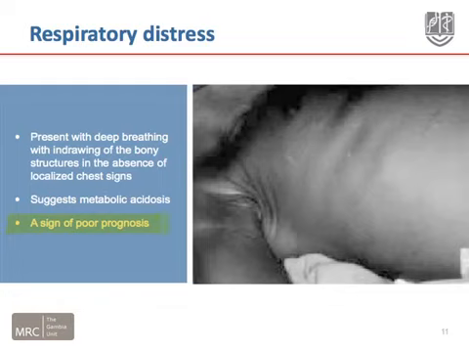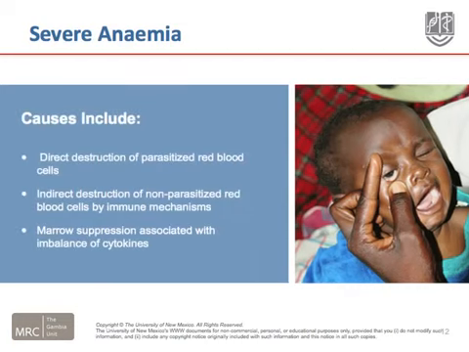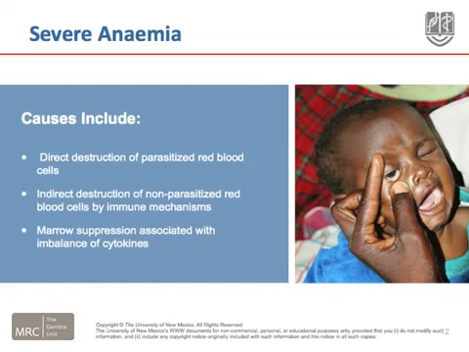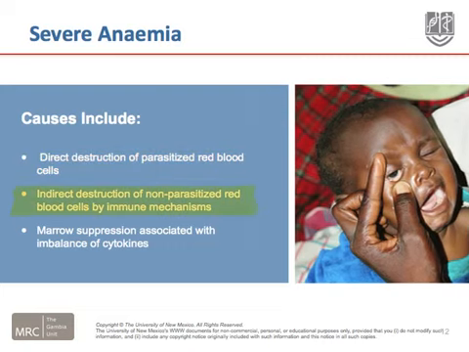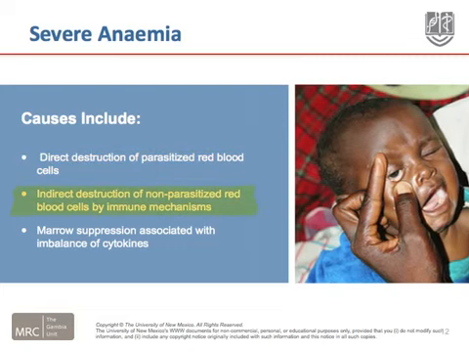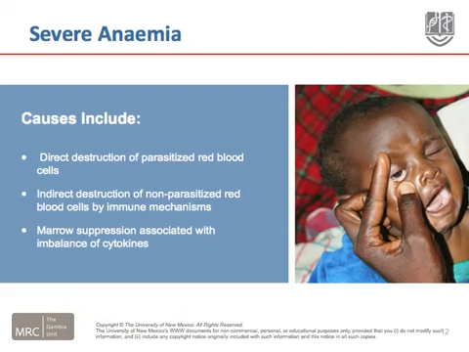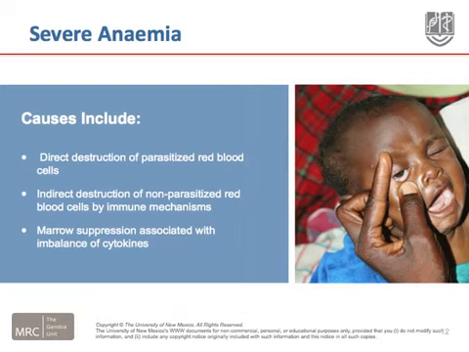It has a poor prognosis, and these children must be attended to as soon as possible. And thirdly, severe anemia. There is more than one cause of severe anemia in a child with severe malaria, and the causes include direct destruction of parasitized red blood cells, indirect destruction of non-parasitized red blood cells by immune mechanisms, and marrow suppression associated with imbalance of cytokines. In any one child, there may be more than one mechanism responsible for severe anemia.